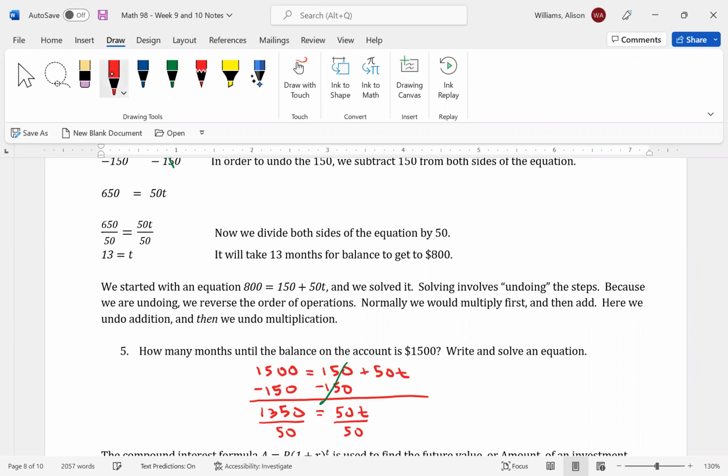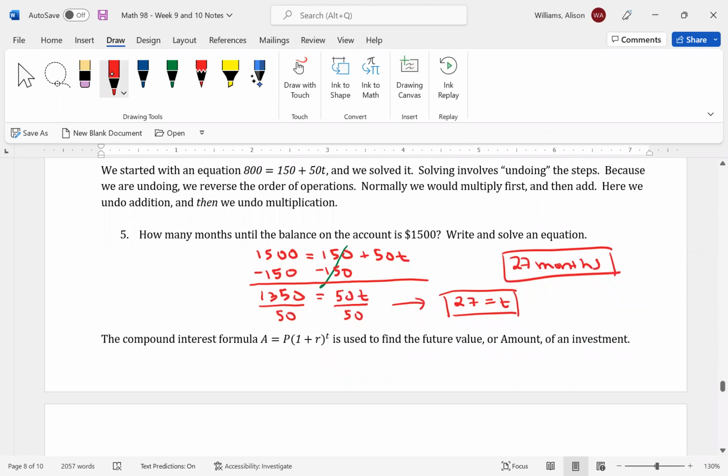So dividing that by 50, I get 27. Sorry, I kind of ran out of space. So t equals 27, or 27 equals t. So 27 months. To answer the question, it's 27 months, or t equals 27. I don't really need to put this, but that's fine.